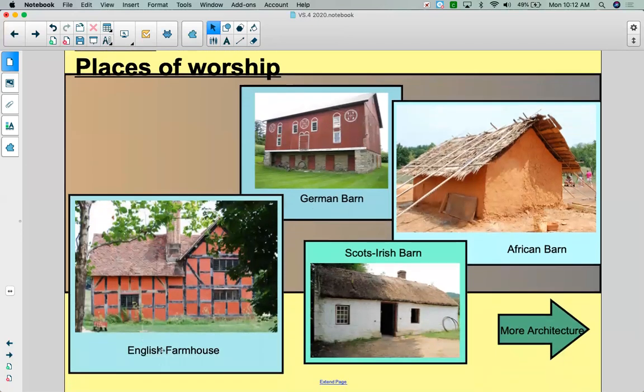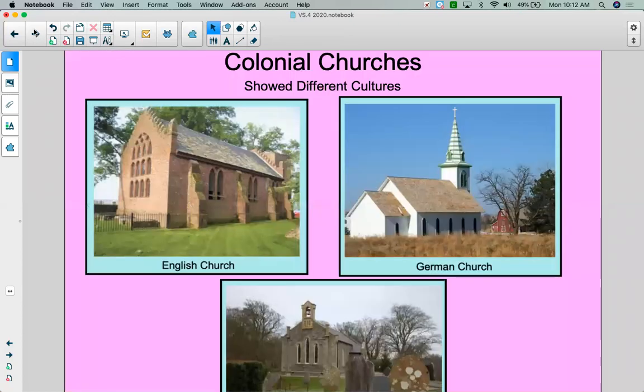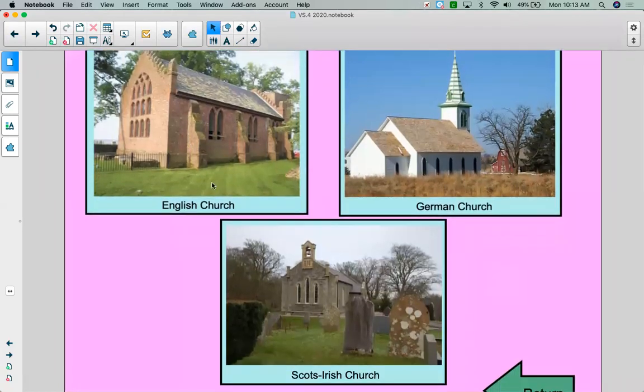So if you look here, down here you have an English farmhouse. Up to the top you have a German barn. To the right you have an African barn. And then to the bottom, you have a Scots-Irish barn. Look at how different those are from one another, boys and girls. That is the difference in the culture and how they built things. So here are some examples of colonial churches. You have the English church, the German church, and then the Scots-Irish church.